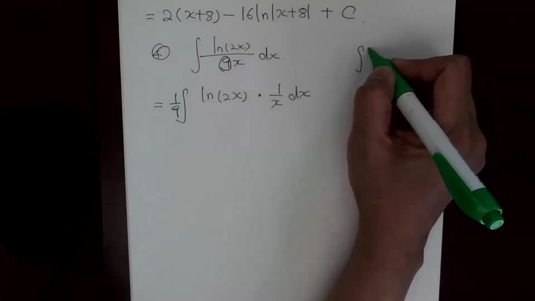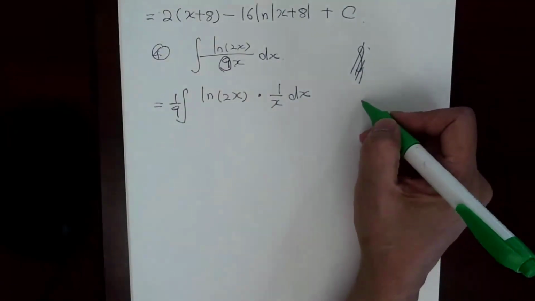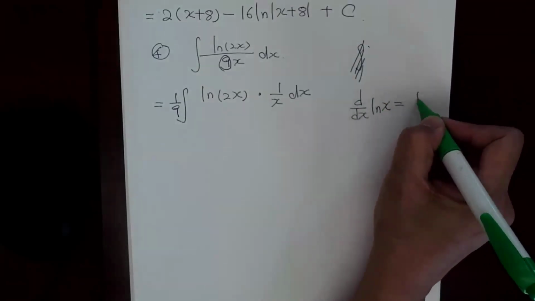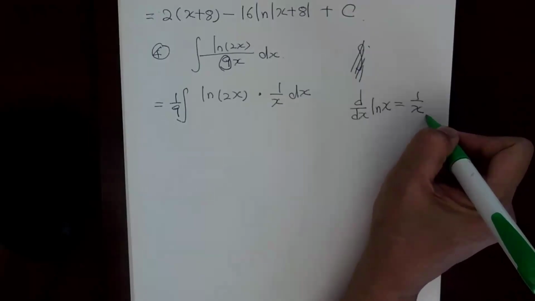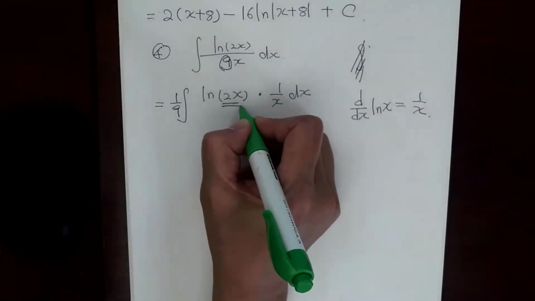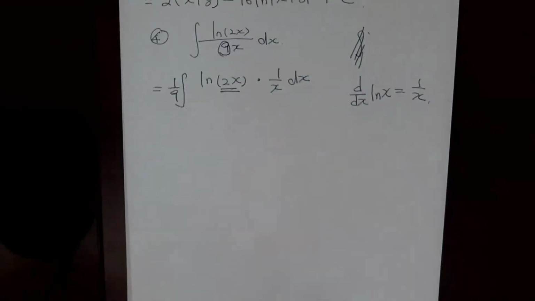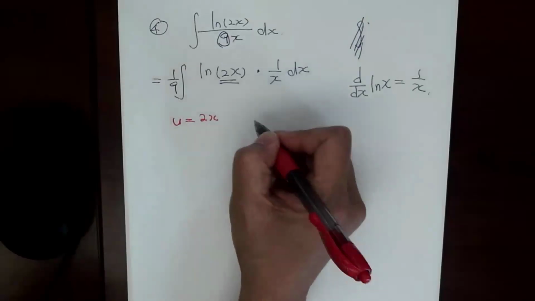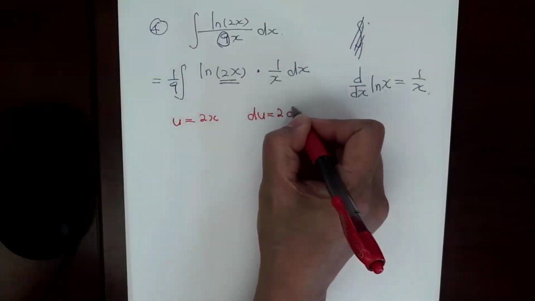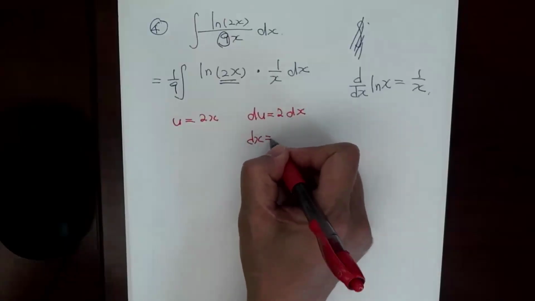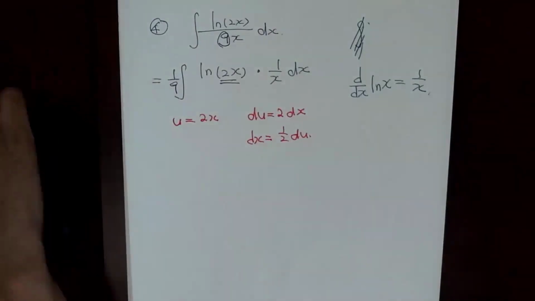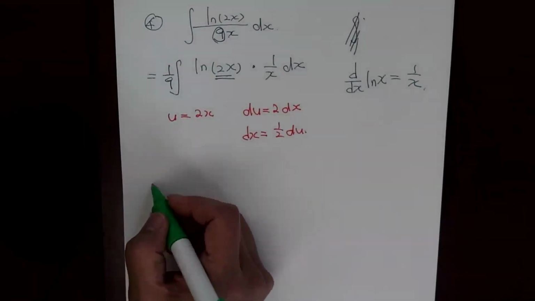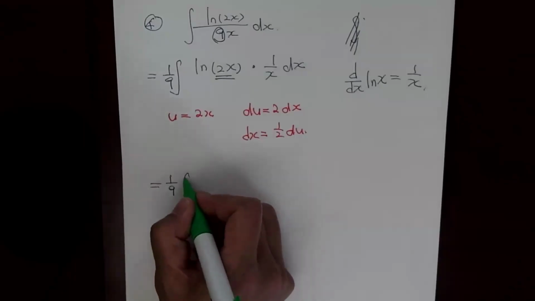When you think about the derivative of natural log of x, that is 1 over x, right? But unfortunately, it is not x, it is 2 times x. But it's not a big deal because we can write u equals 2x. Then du equals 2 dx. So dx equals 1 over 2 du. So that is 1 over 9 integration.